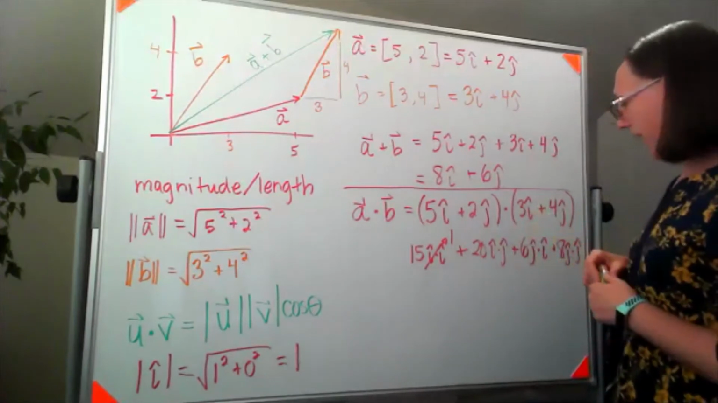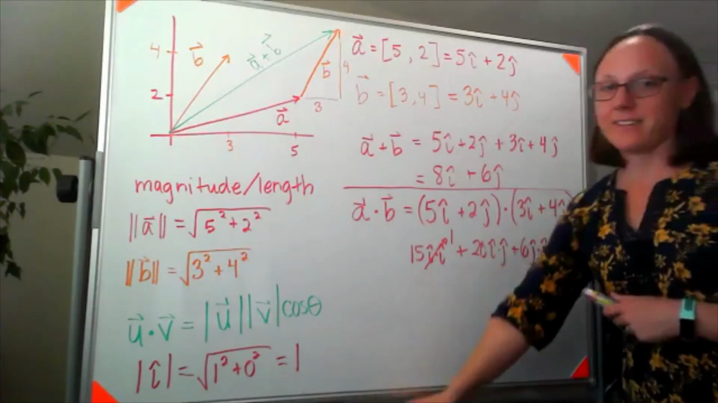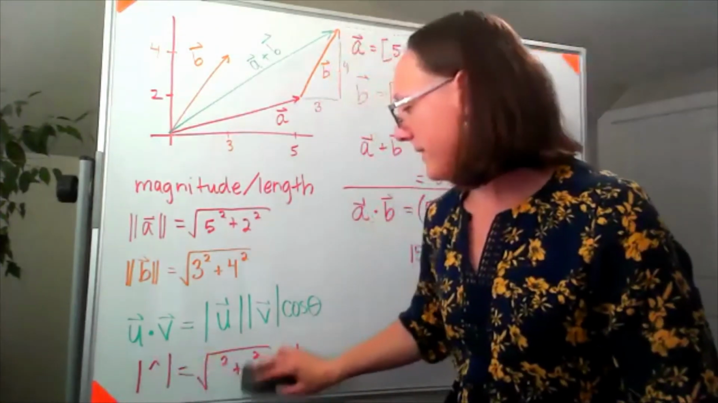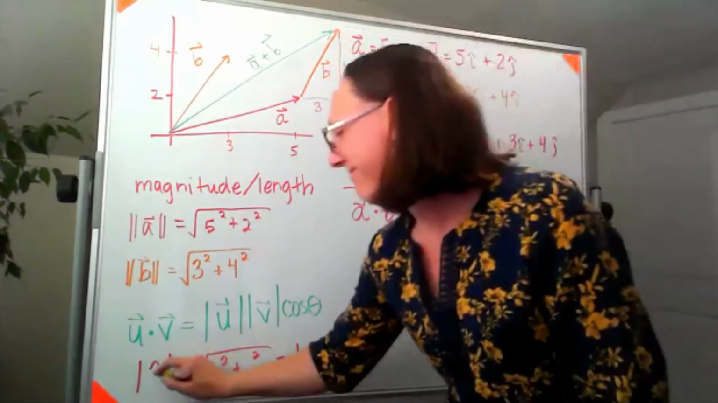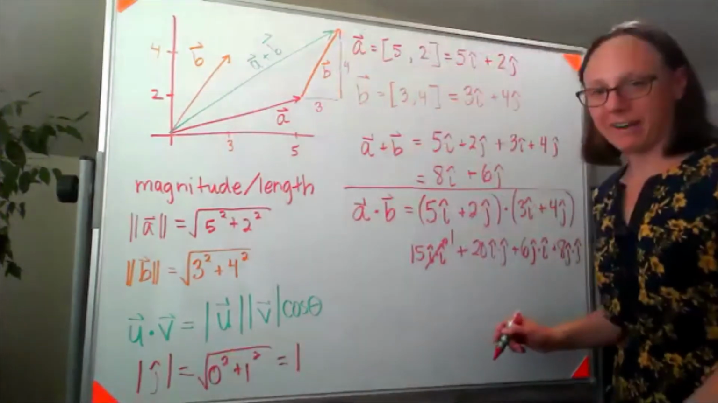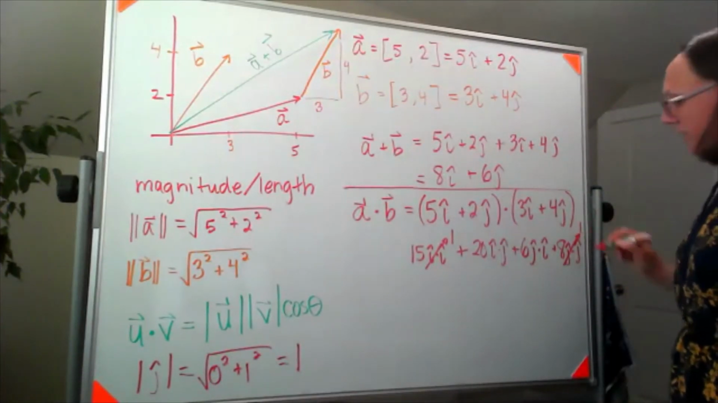Now let's look at J dotted with J. Almost the same thing is going to happen, but when I look at the magnitude of J, my 0 and my 1 are backwards. I'd have a 0 squared plus a 1 squared. I'd still get a magnitude of 1. So that J dotted with J over there, that's a 1.